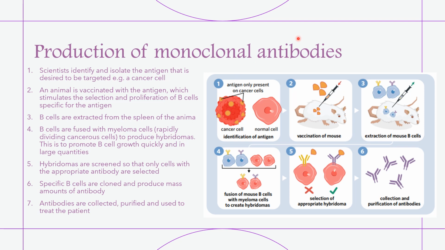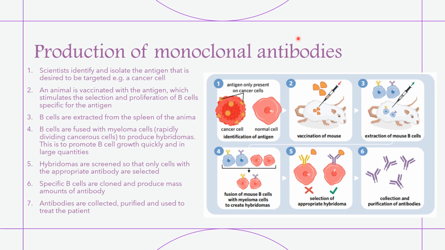This is a big slide, but this is how we produce monoclonal antibodies. I've got it in a step-by-step form, and I've also got it in a picture form, whichever one works for you. The first thing that we're going to do is identify and isolate an antigen of interest. Obviously, we need to know what we are targeting, so we need to identify that antigen.